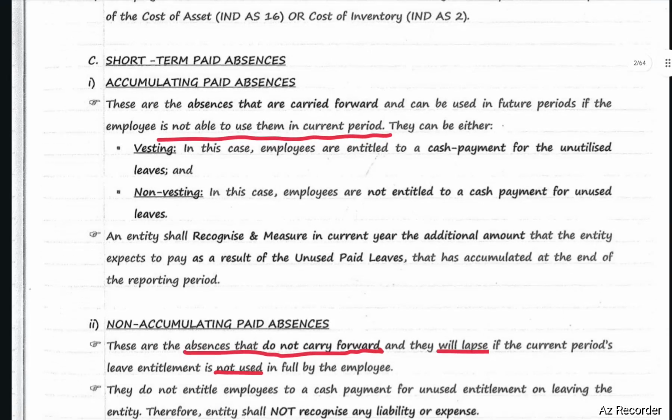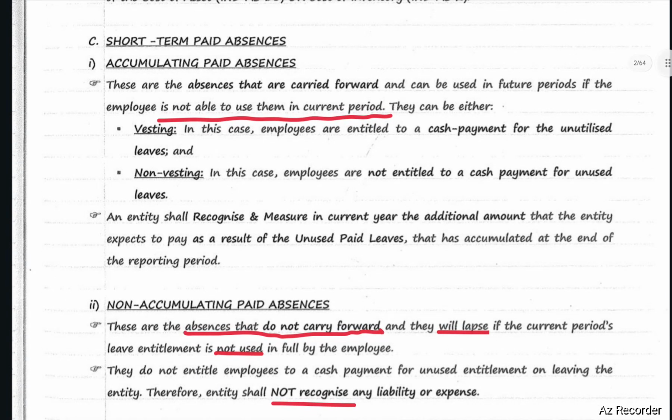Next, non-accumulating paid absences. These are the absences that do not carry forward and they will lapse if the current period's leave entitlement is not used in full by the employee. They do not entitle employees to a cash payment for unused entitlement on leaving the entity. Therefore, the entity shall not recognize any liability or expense pertaining to this.